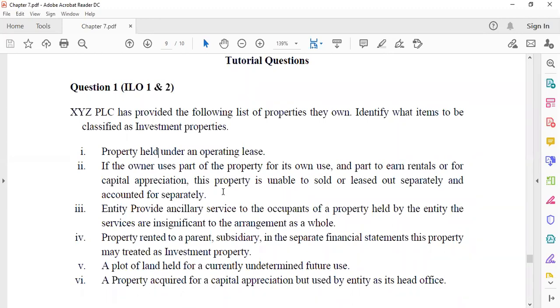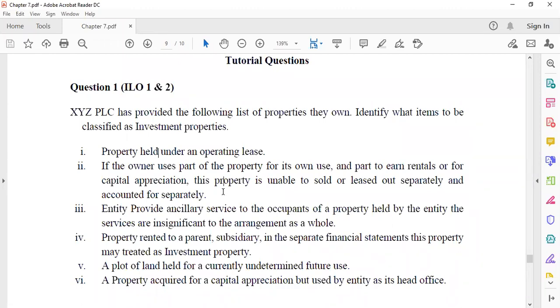So when you come to this property, you can see that it is used for two purposes. One is the part that you are occupying for your own use. Maybe you run your office there. The other part is to earn a rental income. You might have rented out some part of the building. And this property is unable to be sold or leased out separately. Separately in the sense, you cannot simply sell the office alone.